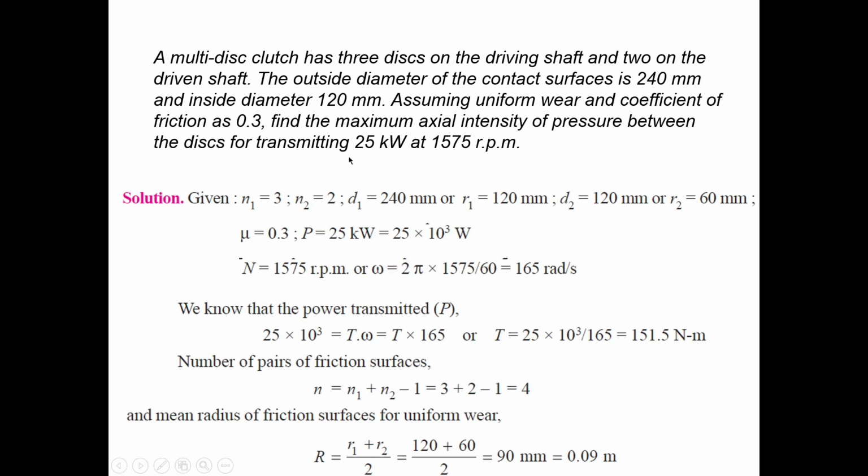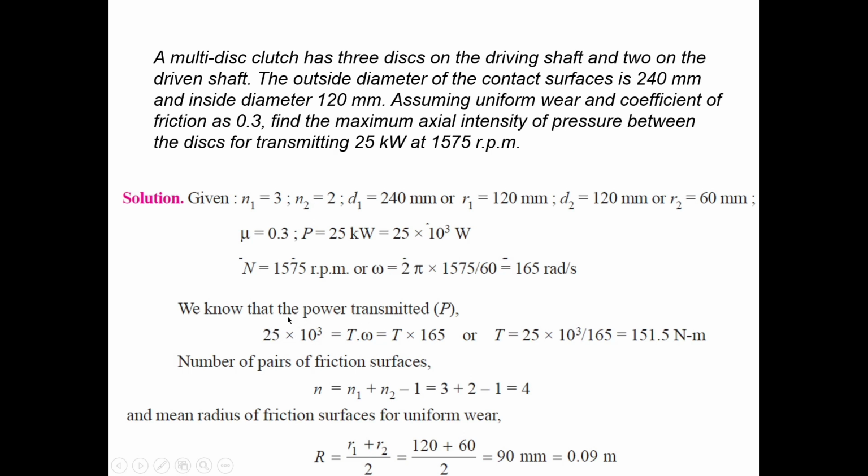Here the power value has been given, and similar to the previous problems, the capital N value has been given. So we have to convert this speed into angular velocity as usual. Omega is equal to 2 pi N divided by 60. That gives 165 radian per second. Power is given as 25 kilowatts. We have to convert that into watts by multiplying with 10 power 3 watts.